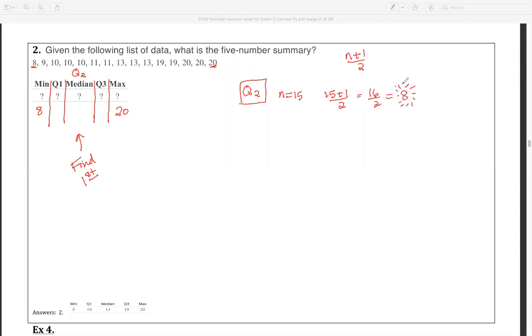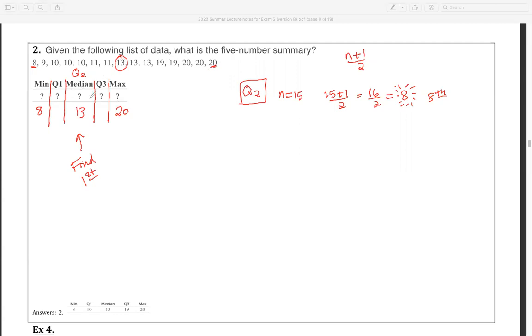I got a little mixed up before, but just keep track of what's your position and what's actually your Q1, Q2, and Q3. So this means this is the 8th number. That would be our Q2. So first, second, third, fourth, fifth, sixth, seventh, eighth. All right, so our Q2 is 13, and that's the number smack dab in the middle of all of them.